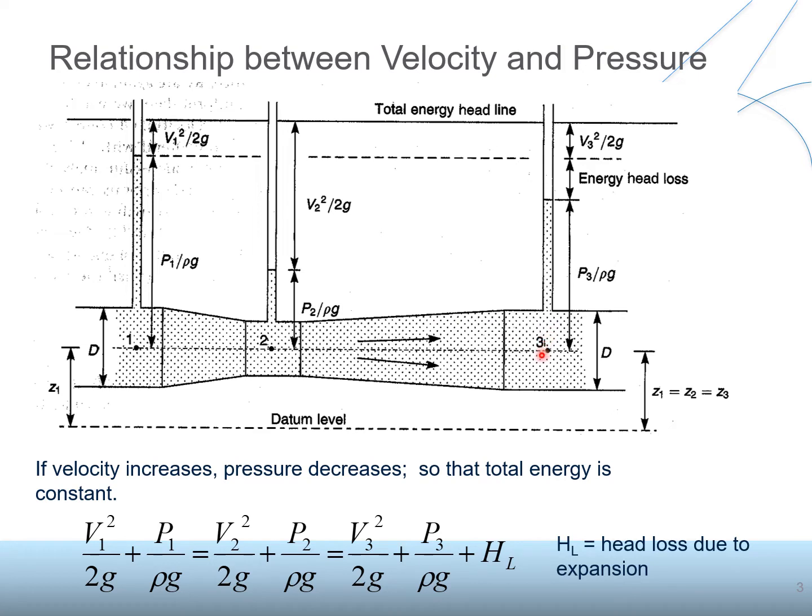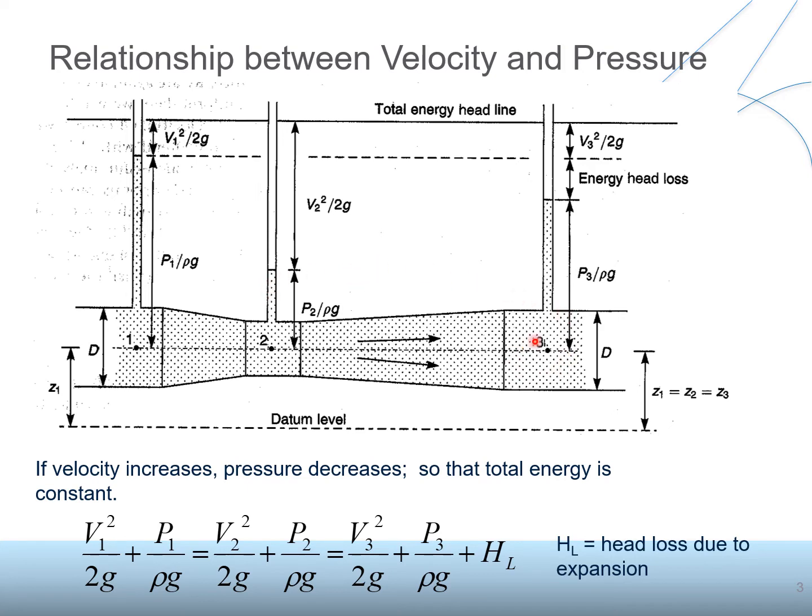In section 2, the elevation head remains the same. You can see if you compare section 1 and section 2, the elevation head remains the same, but because the flow area is constricted, some of the pressure head is converted to velocity head. You can see this is the pressure head, and pressure head is significantly reduced, whereas the velocity head is increased. So why? Because when the area is reduced, the velocity has to increase to pass the same amount of flow, which means head will be increased, and to balance that, the pressure has to decrease.